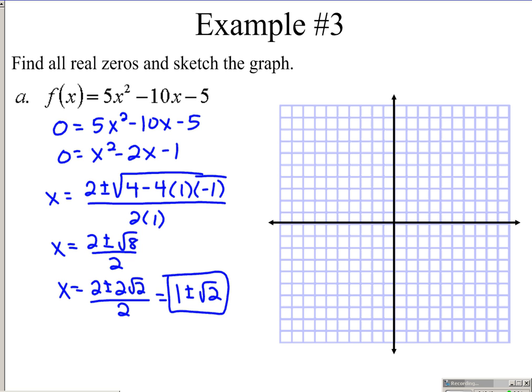Right and left behavior. Looking at this first term, even power. Positive lead coefficient. This graph is going to rise left and rise right. Plug 1 plus root 2 into your calculator. 1 plus root 2, you get a little bit more than 2, between 2 and 3 here. 1 minus root 2, you get about negative a half. This graph's got to rise left, rises right. We don't know how low it comes down here, but again, we're not interested in that at this point.